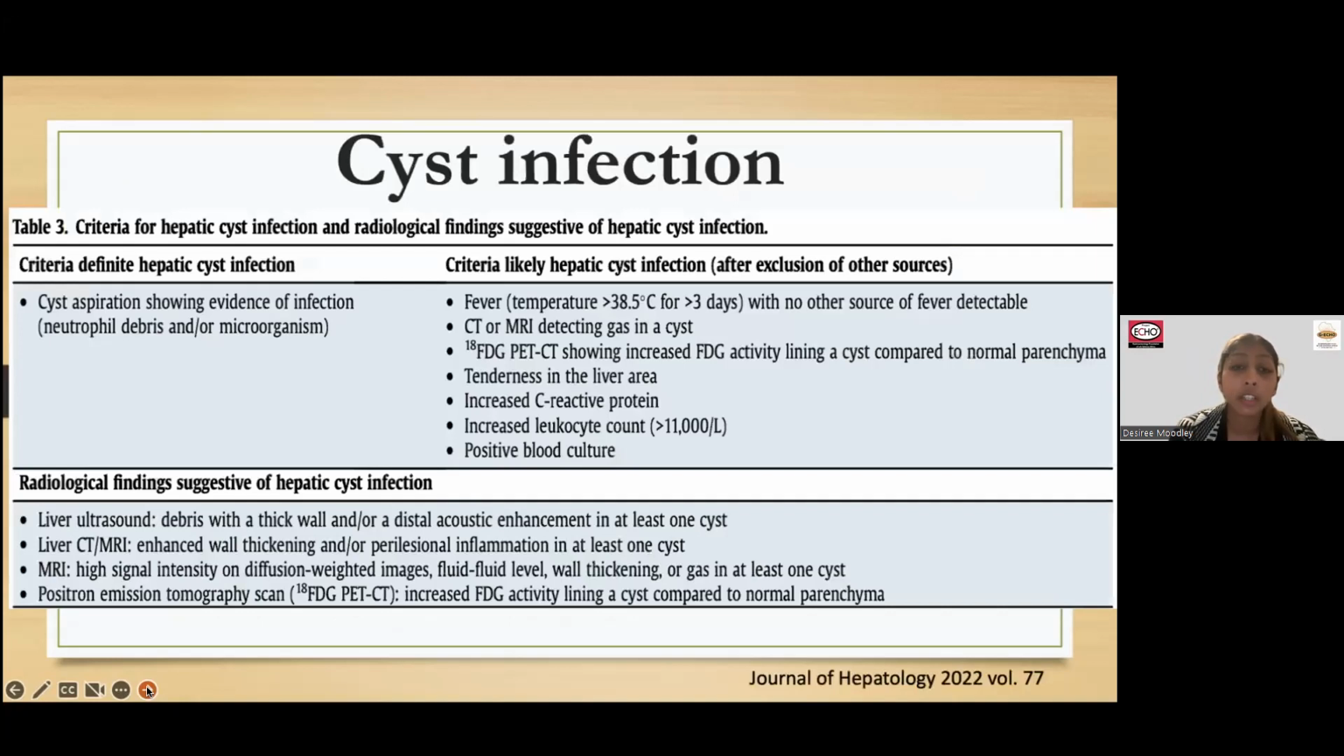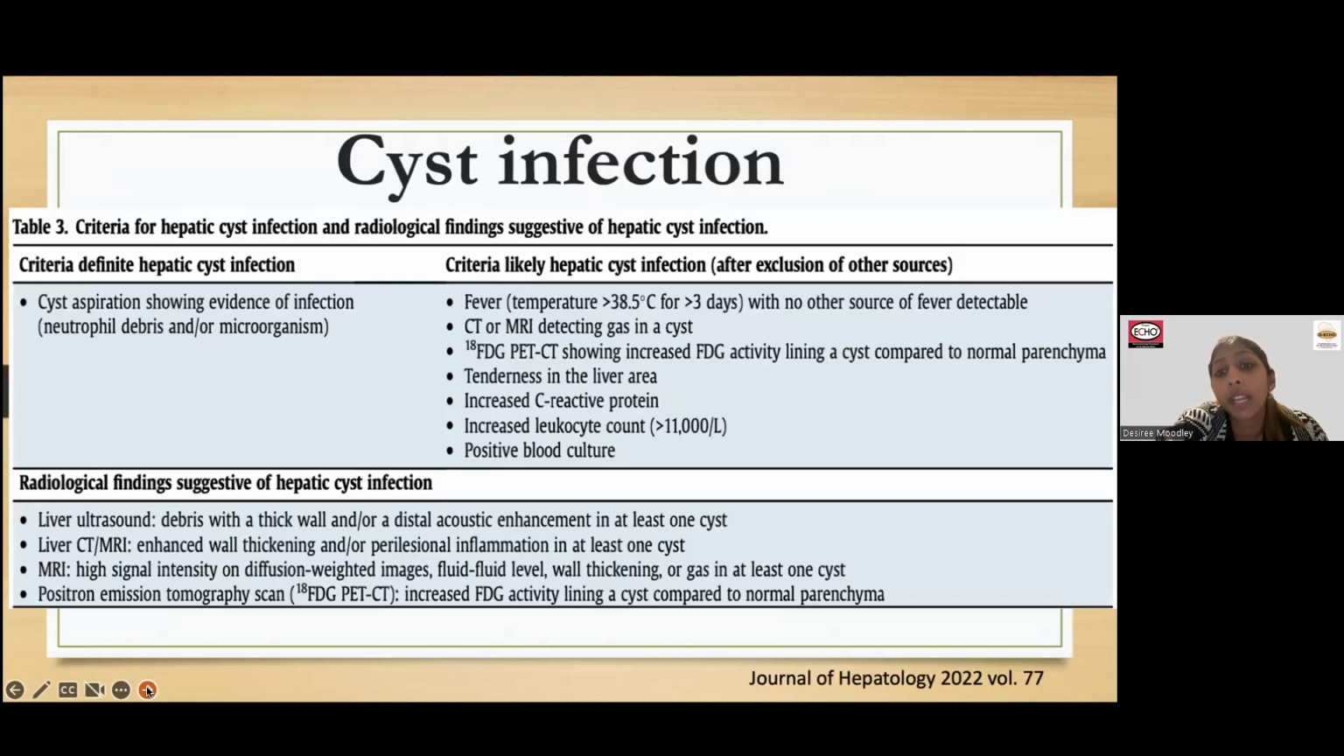If there's any infection, when can you make the diagnosis of a hepatic cyst infection? You've got definite criteria and likely criteria. Definite criteria is if you've aspirated the cyst and you have any neutrophils or you grow a microorganism, then you can say there's a definite infection. There are clinical findings that suggest a likely infection. So this would be a fever of more than 38.5 for 3 days, and you've excluded other sources of fever, UTI, pneumonia, etc. Also tenderness in the right upper quadrant, a raised CRP, white cell count, or positive blood culture.